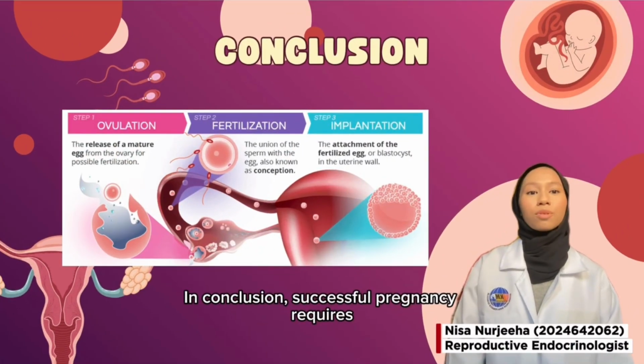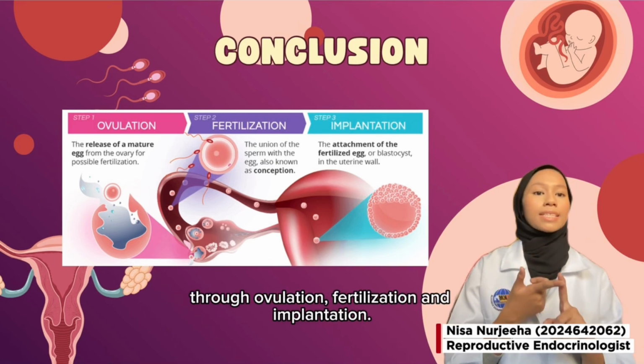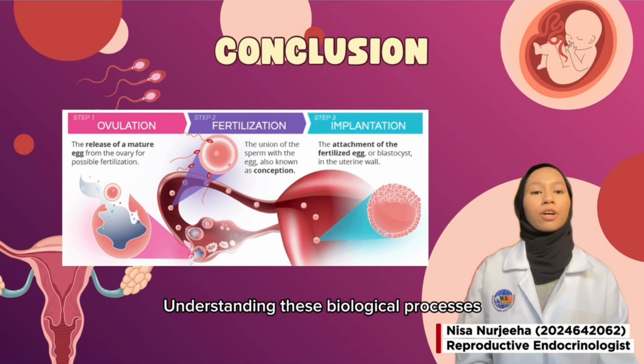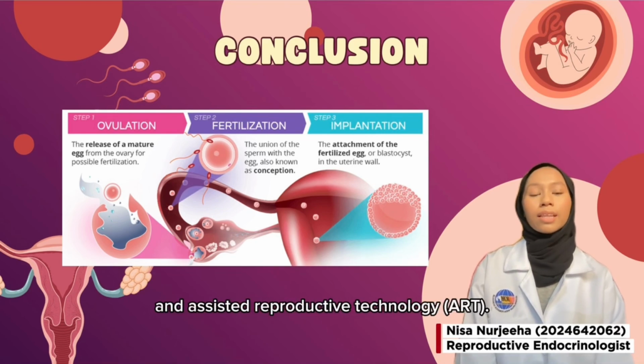In conclusion, successful pregnancy requires proper hormonal regulation and successful progression through ovulation, fertilization, and implantation. Understanding these biological processes helps us identify suitable treatment options and assisted reproductive technology.